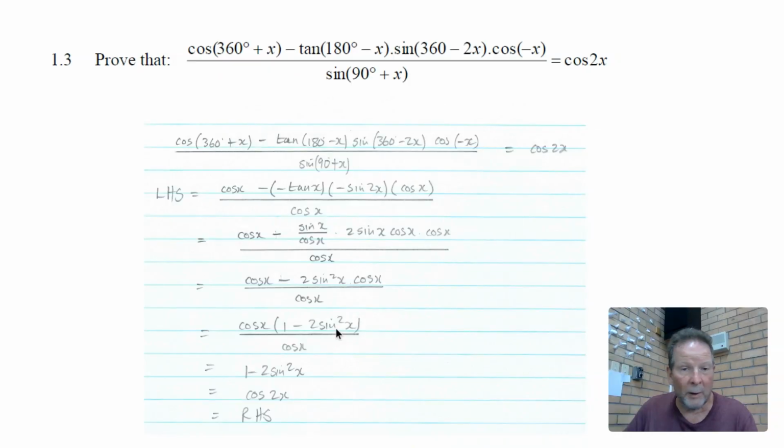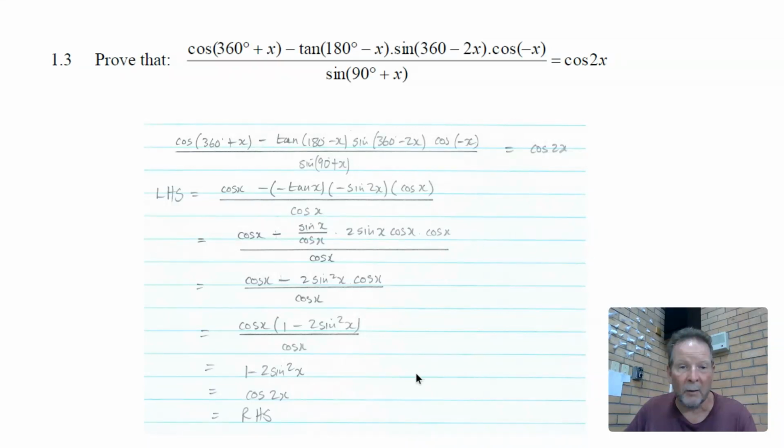It's just a formula on your sheet that you're given, but you should have done enough questions to know that 1 minus 2 sine squared x is really equal to cos 2x. And this cos x canceled with this. And isn't that what we were trying to prove?